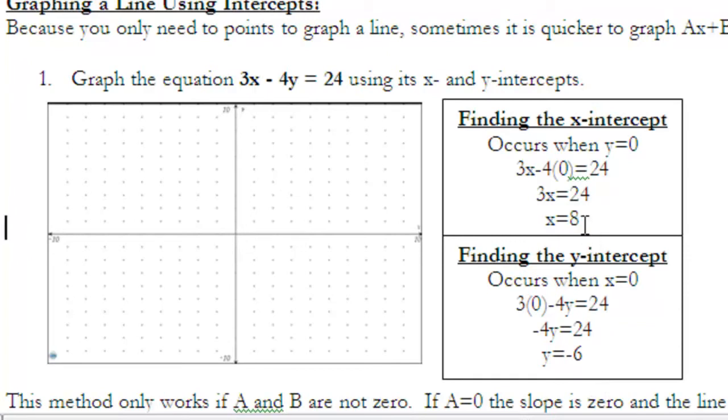Once I've done that, I'm going to graph those two. Now x equals 8 is on the x-axis, so I'm going to look for the point where it's equal to 8 and plot that point. I'm going to do the same thing with y equals -6, but that's on the y-axis, so I'm going to go down 6 units to plot that point. So here are those points: 0, -6 for my y-intercept and 8, 0 for my x-intercept. I can then just draw my line through those 2 points, and this represents the graph of 3x minus 4y equals 24.